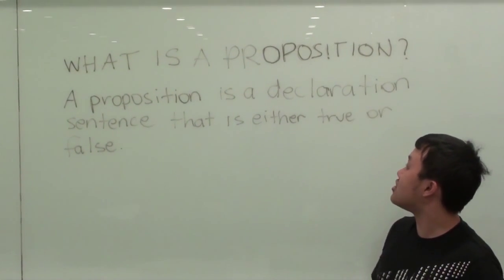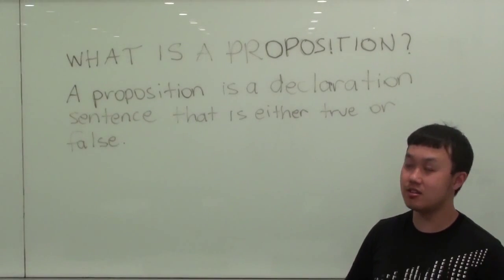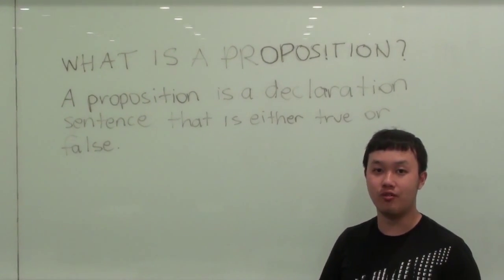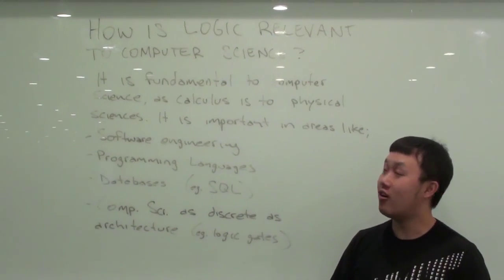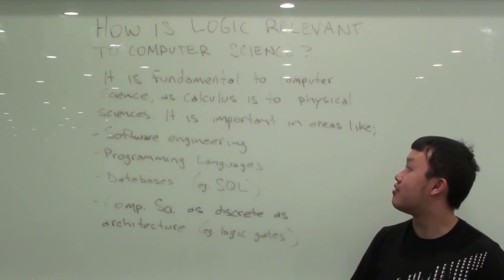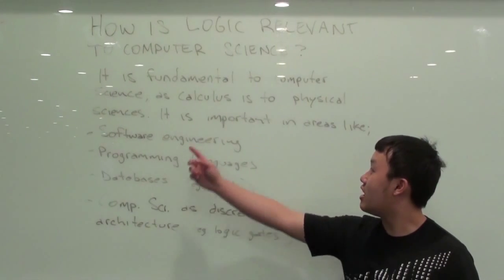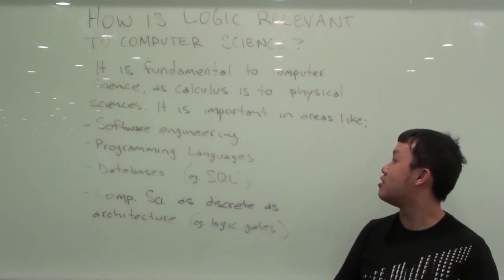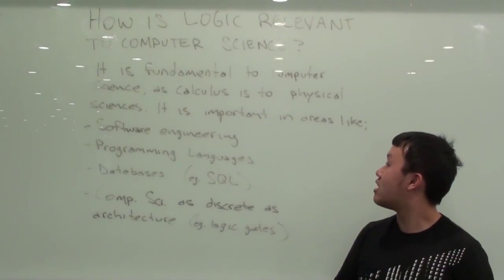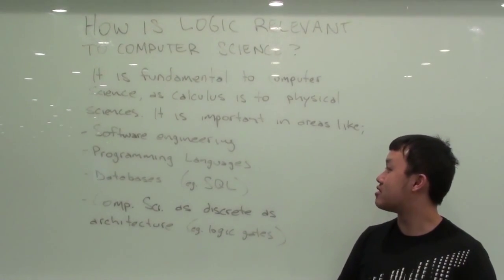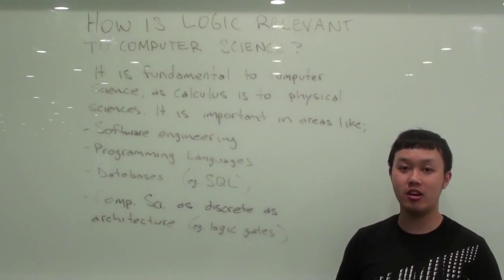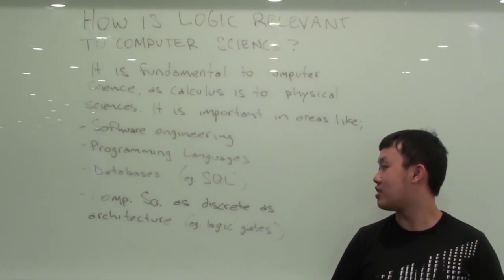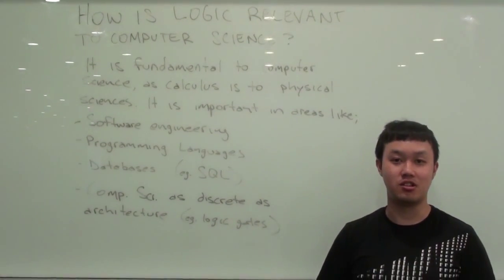What is a proposition? A proposition is a declarative sentence that is either true or false. How is logic relevant to computer science? It is fundamental to computer science as calculus is to the physical sciences. It is important in areas like software engineering, programming languages, databases, and computer architecture.